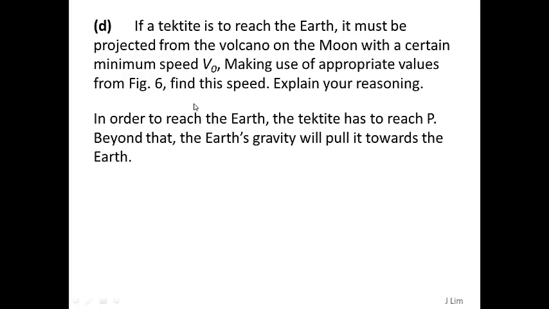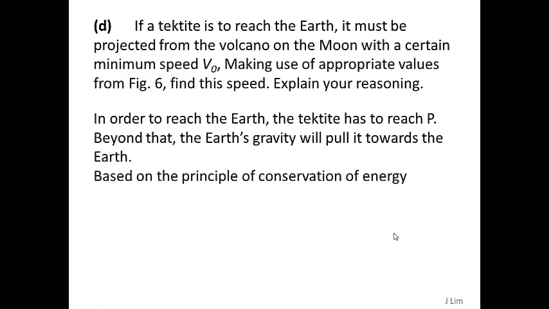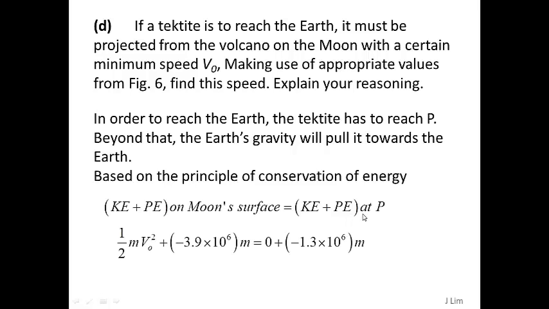If a tektite is to reach the Earth, it must be projected from the volcano on the Moon with a certain minimum speed v0. Making use of appropriate values from figure 6, find this speed. Explain your reasoning. In order to reach the Earth, the tektite has to reach P. Beyond that, the Earth's gravity will pull it towards the Earth. So as soon as the tektite reaches P and beyond, the Earth will start to pull it towards the Earth. Based on the principle of conservation of energy, KE plus PE on the Moon's surface must be equal to KE plus PE at point P.